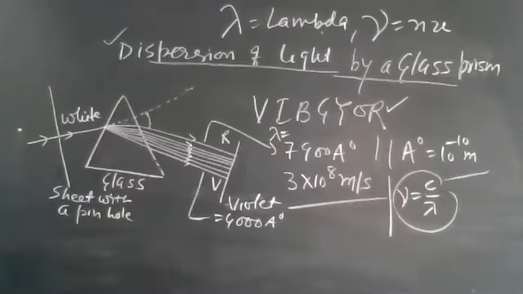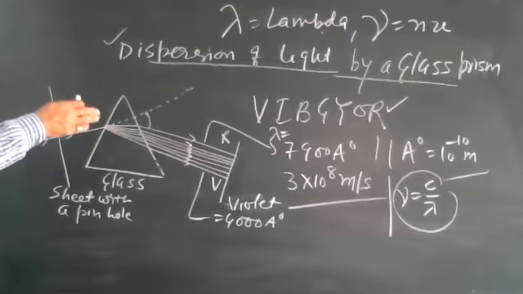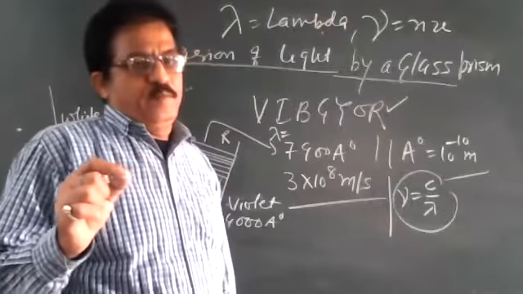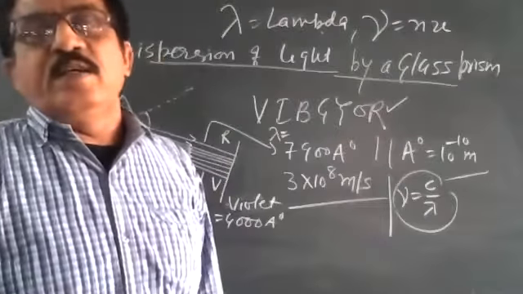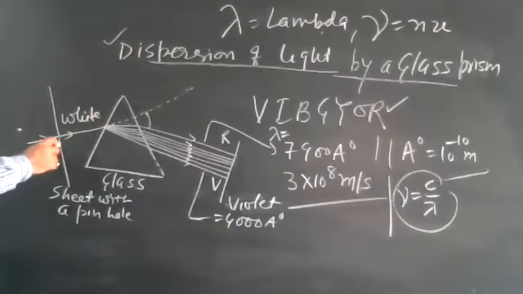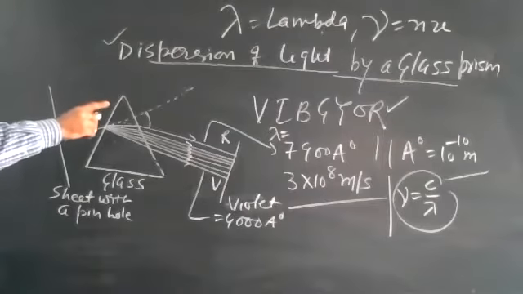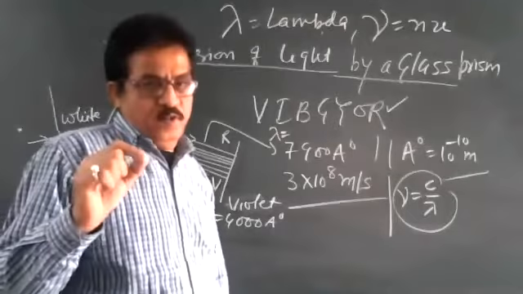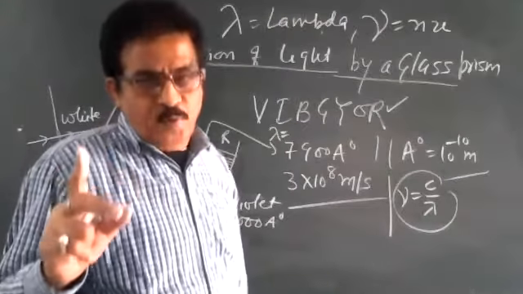For example, a sodium lamp. A sodium lamp is a special device that gives monochromatic light, children. The monochromatic light of yellow color will be given by the sodium lamp. A sodium lamp provides monochromatic light of yellow color.